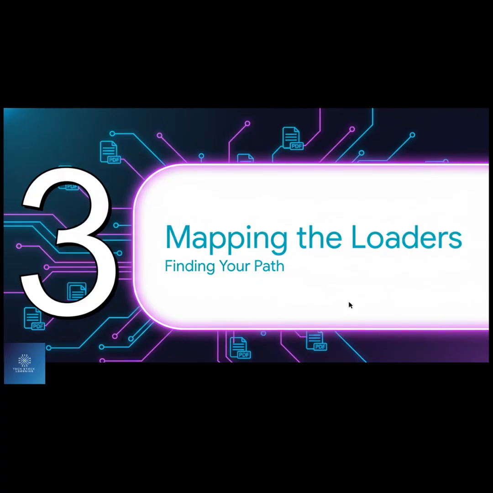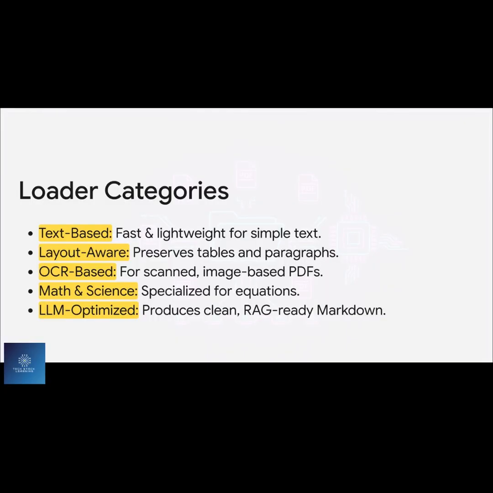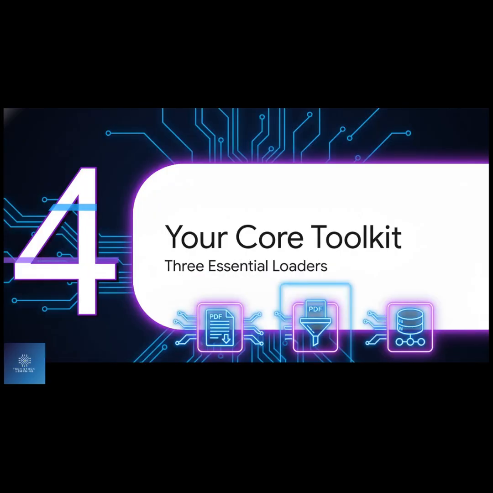So this leads us to our next section, because it's not like there's just one loader. LangChain gives you a whole map of them, and each one is a different path you can take, depending on your specific PDF. We can pretty much group these into a few high-level categories. You've got your fast and simple text-based loaders, then you have layout-aware ones that actually understand things like tables. OCR-based loaders are for your scanned documents, they literally read images of words. And then you get into the highly specialized loaders, for things like math equations or for outputting super clean, LLM-friendly Markdown. Now, you do not need to memorize all of them. So let's focus on a core toolkit of 3 essential loaders that are going to cover the vast majority, like 90% of what you'll ever need.